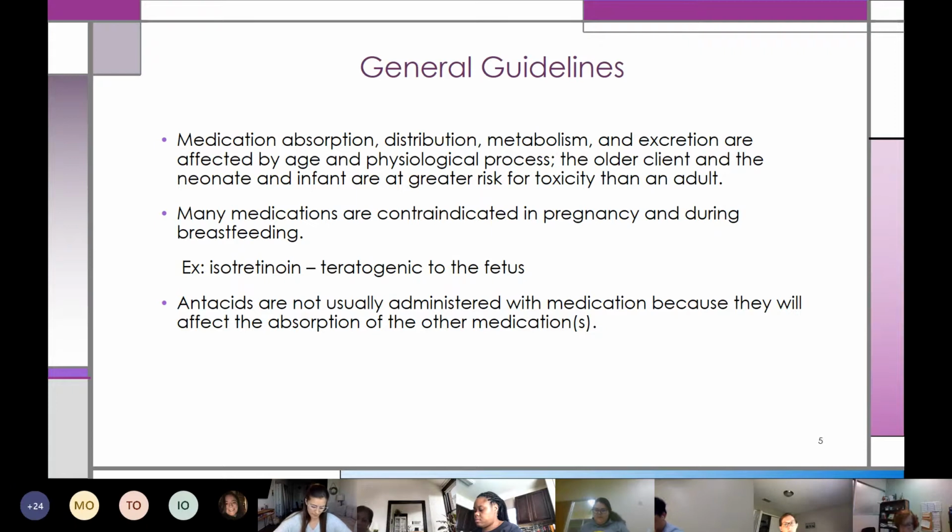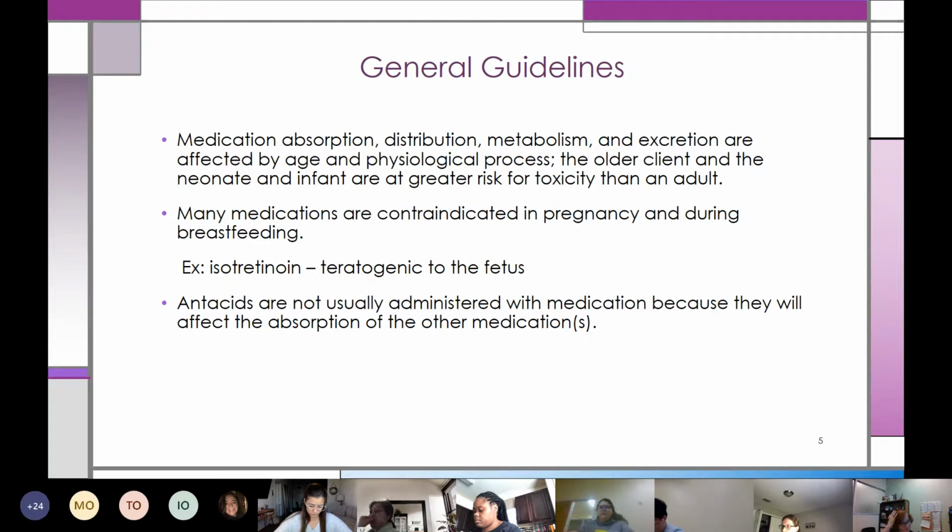Again, some medications are not given in pregnancy or even during breastfeeding. For instance, isotretinoin is teratogenic to the fetus, and so we are not going to give that particular medicine. But you learn those as you go through. And in fact, most of the medications that we have now are not really given to pregnant women. Okay. All right. Don't forget your antacids.